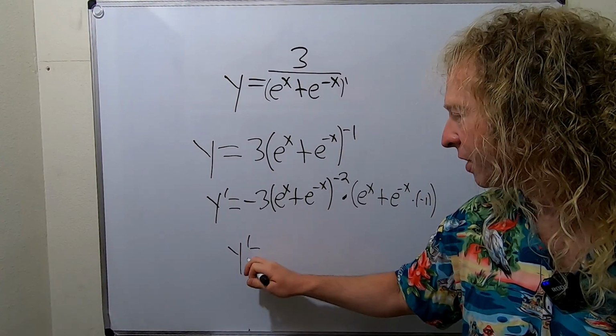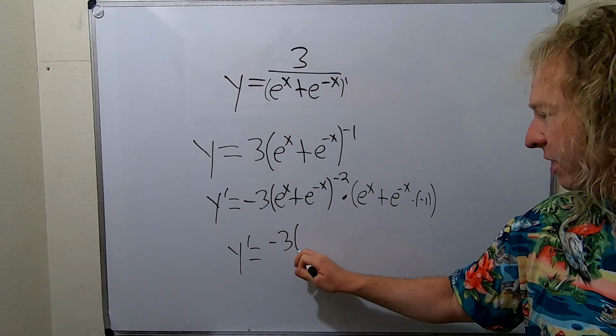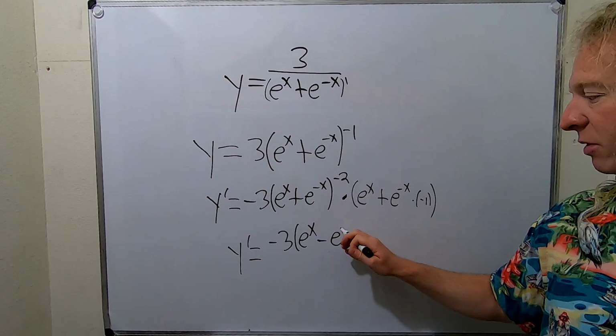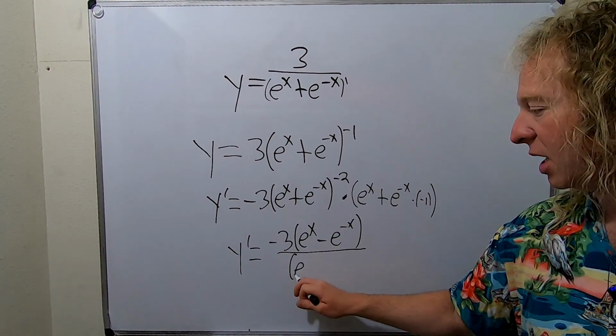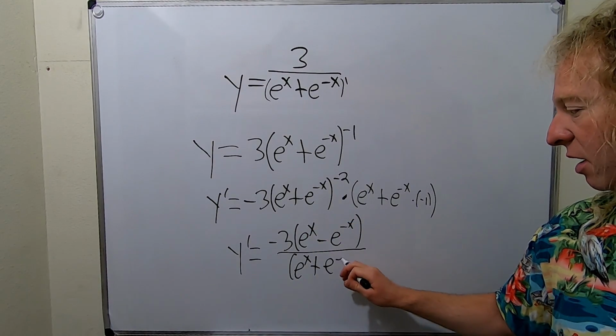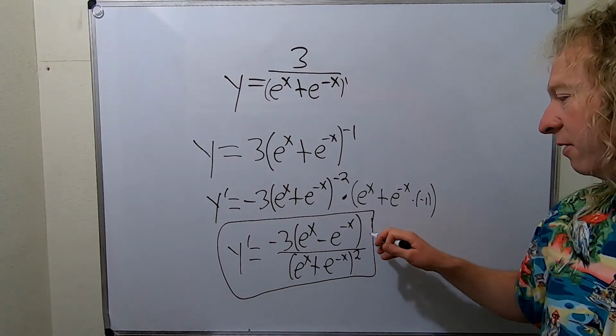So y prime, I guess this stays upstairs, so we have negative 3 parentheses e to the x minus e to the negative x, beautiful problem, over, and we can bring this down. This will be e to the x plus e to the negative x, and this whole thing here is squared. And that, my friends, would be the final answer.